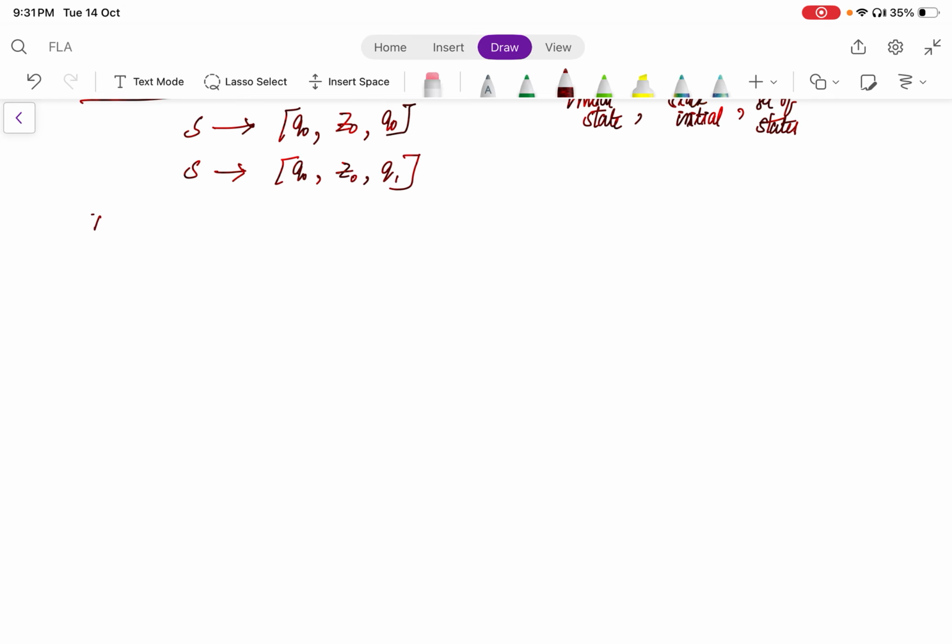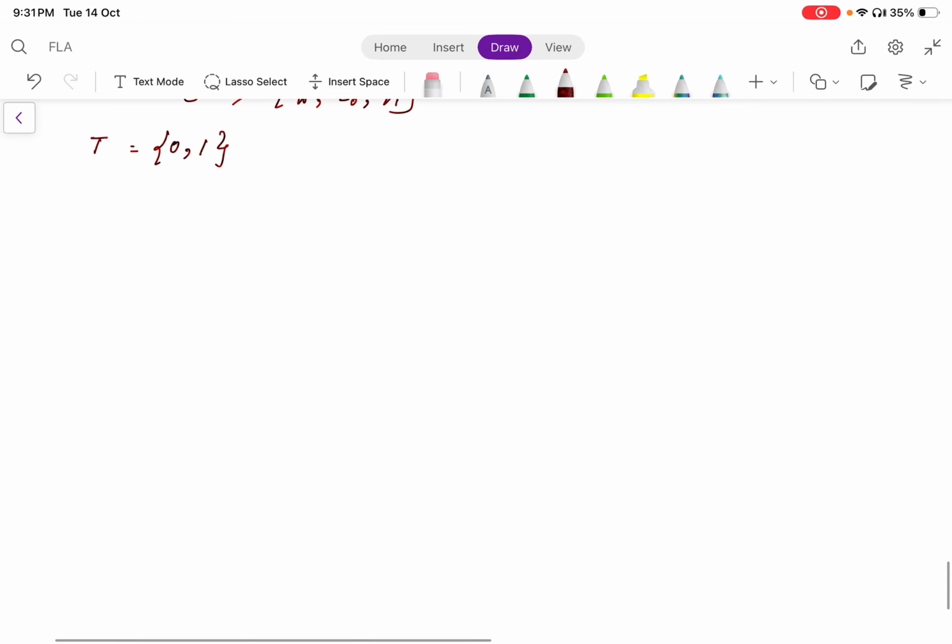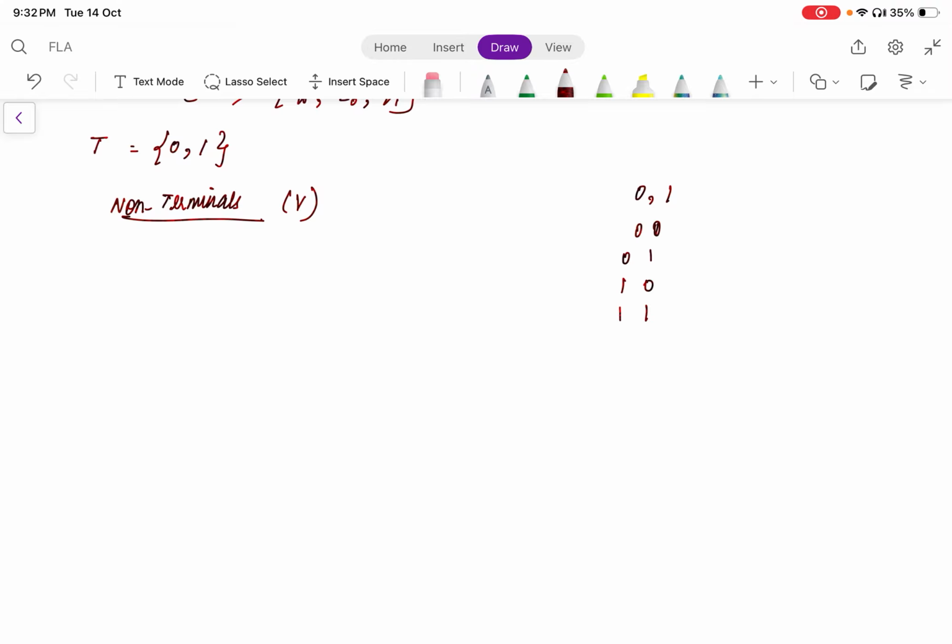Now the start symbol is over. Terminals are already given in the question. What are the terminals? 0, 1. These two are your terminals, so terminals are also done. Now you write your non-terminals, denoted by capital V. You have two terminals, say these two are binary numbers. How many possible combinations can they give? Four combinations: 0 0, 0 1, 1 0 and 1 1.